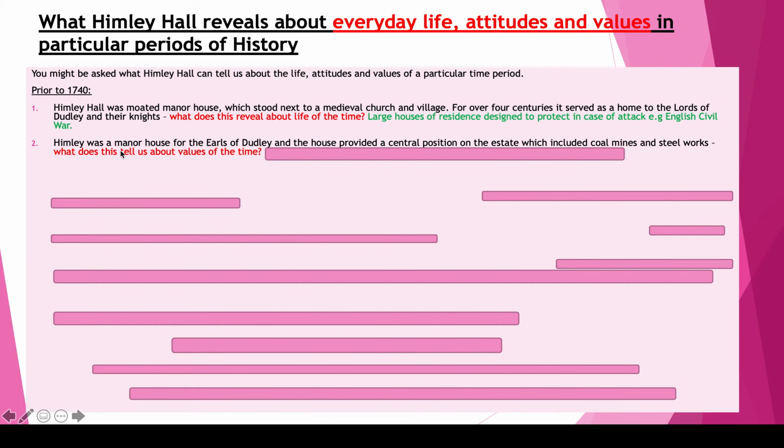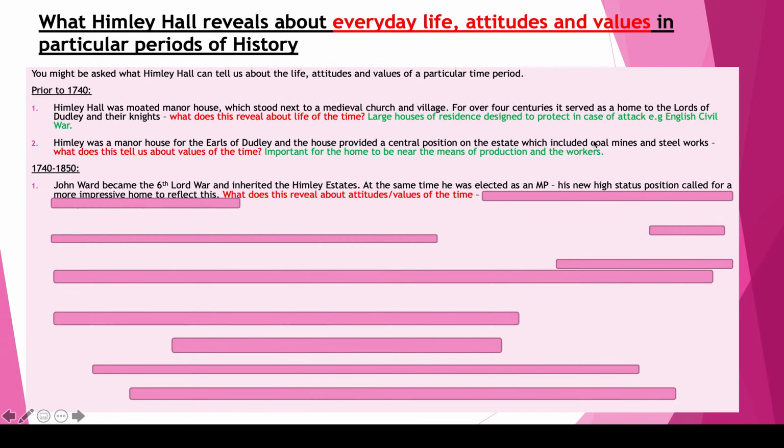Well, because Himley was a manor house for the Earls of Dudley, and the house provided a central position on the estate, which included coal mines and steelworks, we can understand that it's important for the home to be near the means of production for the workers. Clearly, the Earls of Dudley at the time considered it important for their home to be near the means of production for the workers, due to the fact that the estate included these coal mines and steelworks.